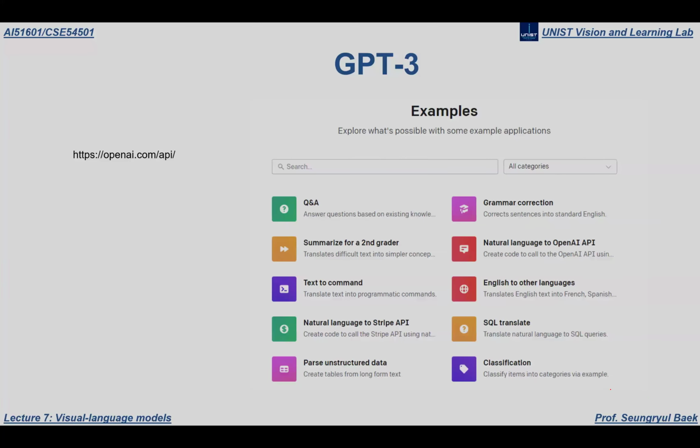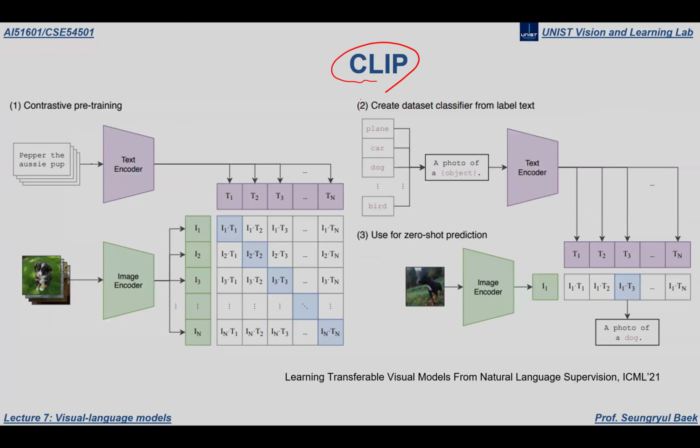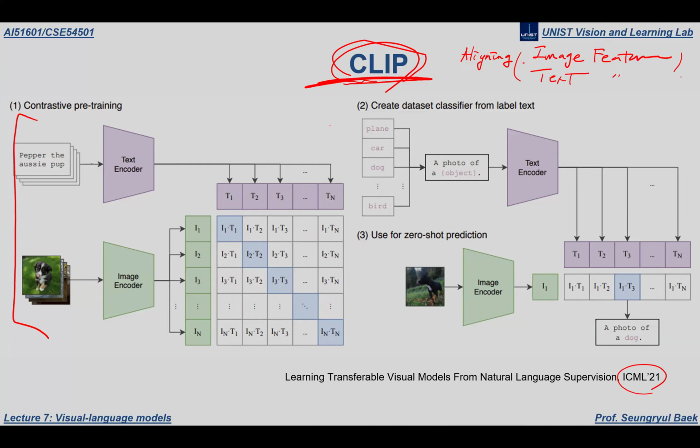And this is something that was done for the language domain. But now we will see a very famous work called CLIP, published at ICML 21. What they do is align the image features and the text features.